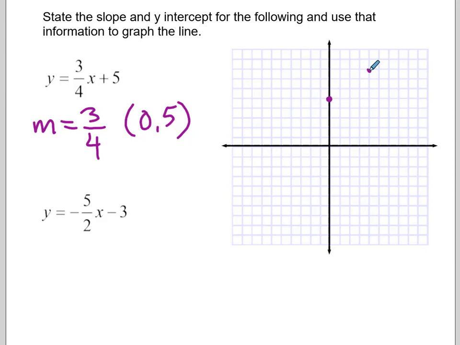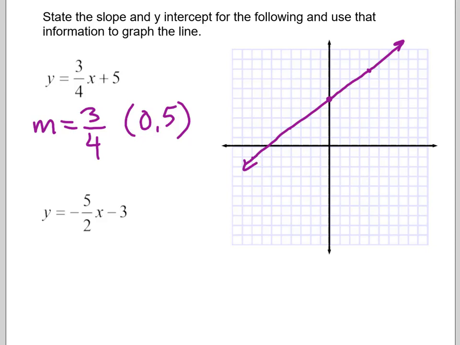Now I could also work backwards. Instead of going up 3, right 4, I can go down 3 and left 4. And what we should notice is that they start to line up. Okay, so now if I've done this correctly, I get a line. Okay, so no table of values required. I just need those two pieces of information and I can draw this fairly quickly.